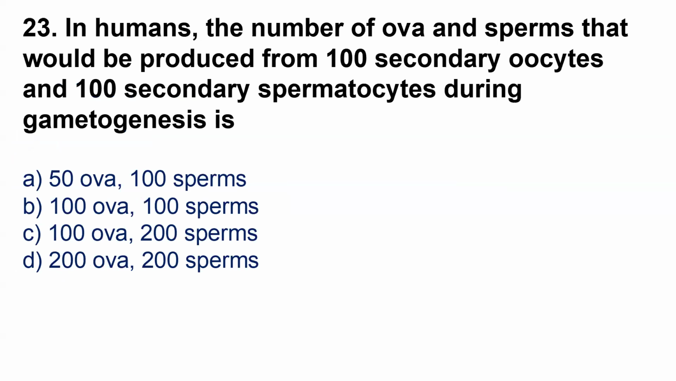Question 23. In humans, the number of ova and sperms that will be produced from 100 secondary oocytes and 100 secondary spermatocytes during gametogenesis is: A. 50 ova and 100 sperms, B. 100 ova and 100 sperms, C. 100 ova and 200 sperms. The answer is C. 100 ova and 200 sperms.